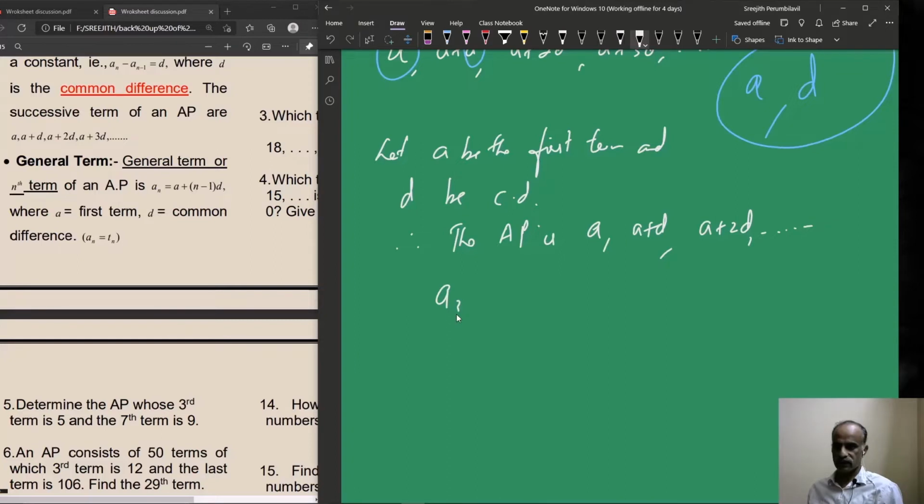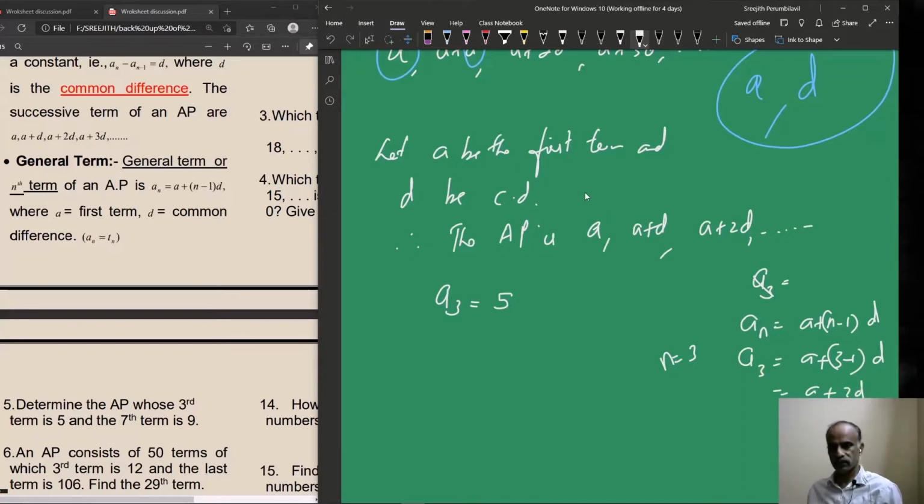Now, what is given? Given that a3, the third term, is equal to 5. How can I find the third term of an AP? a n is equal to a plus n minus 1 into d. Putting n equal to 3, a3 is equal to a plus 3 minus 1 into d, that is a plus 2d. So this is replaced with a plus 2d equal to 5. We take it as relation number 1.